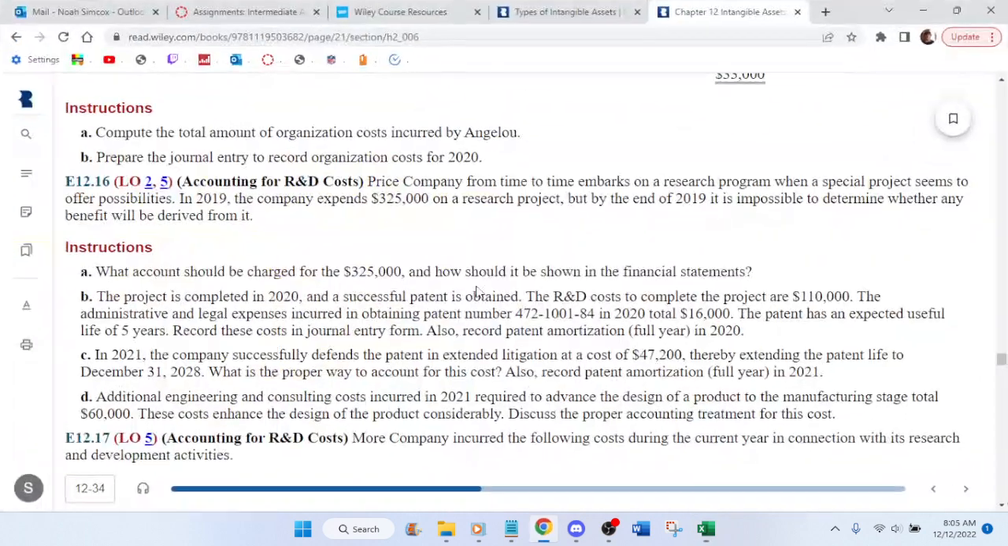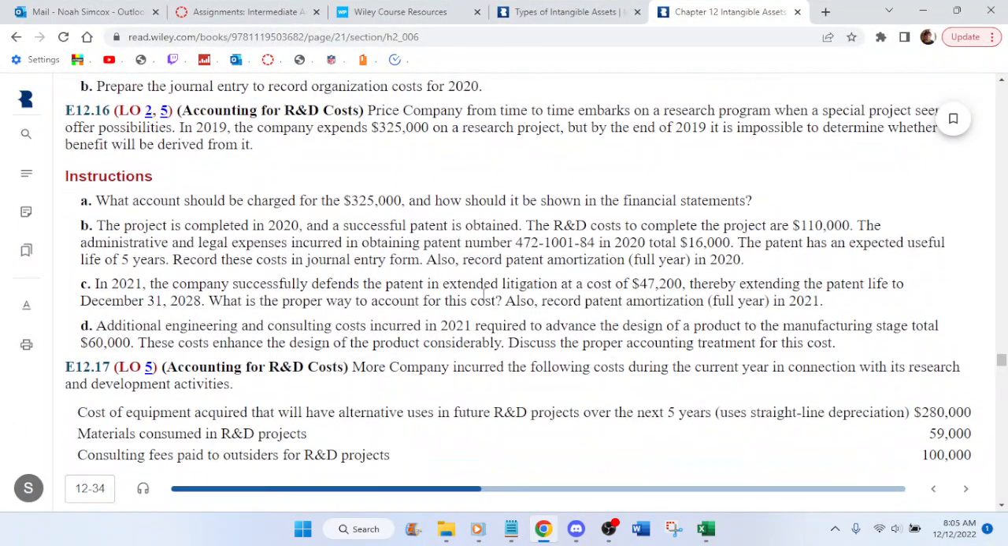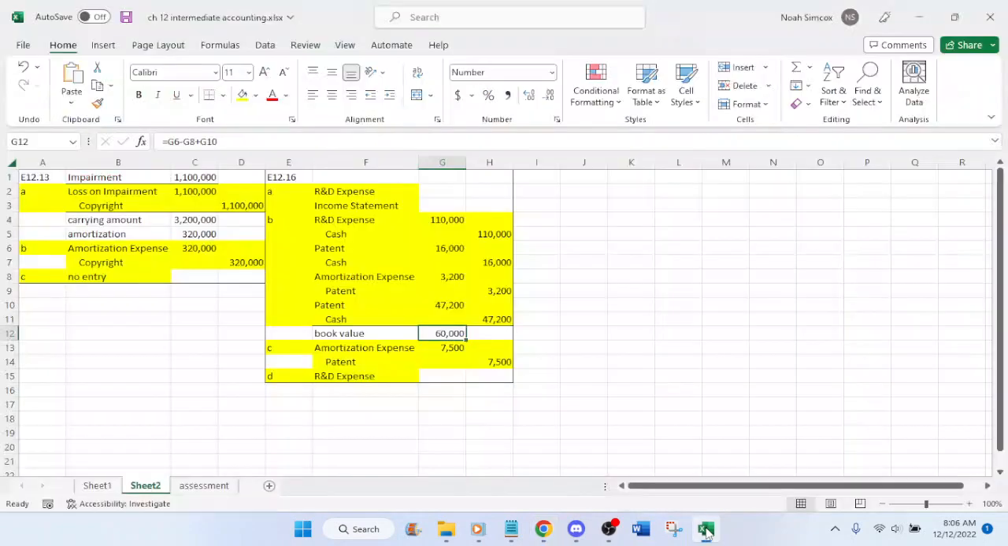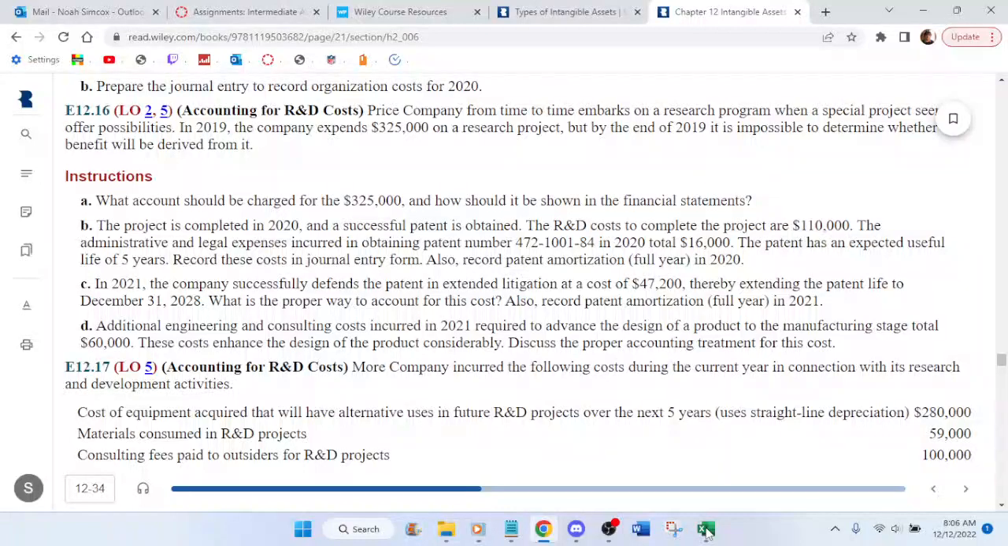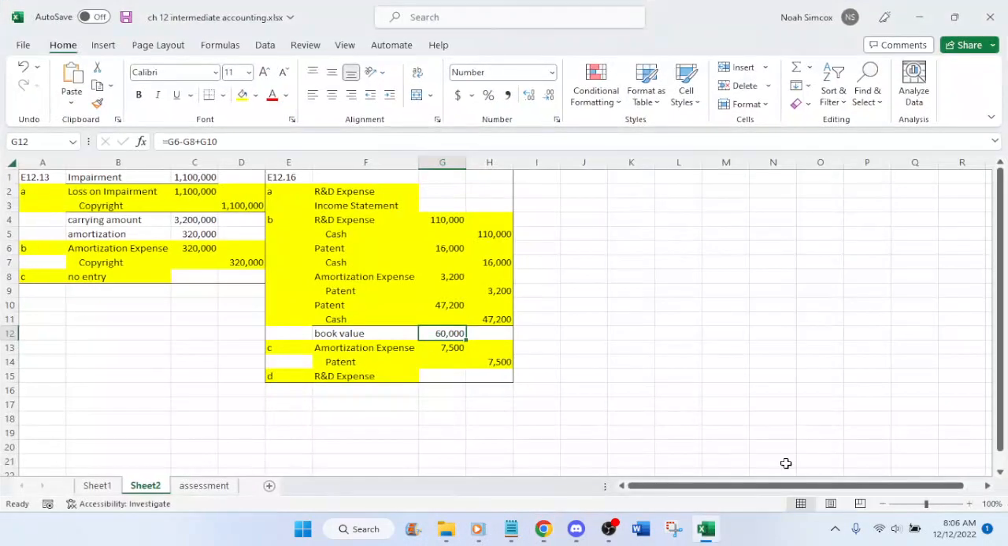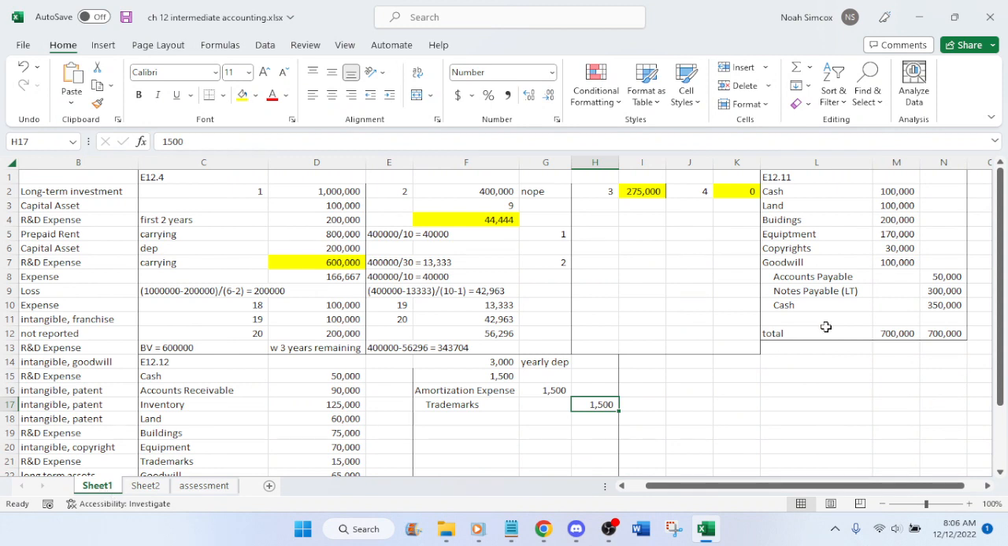Good job. Additional engineering and consulting costs incurred in 2021 required. Looks like you do R&D expense again. And we have finished chapter 12. Yay! There's a couple of really hard questions, or maybe just one really hard question on the assessment. But I'll just look at that if I have time later. I want to go to chapter 17 now.